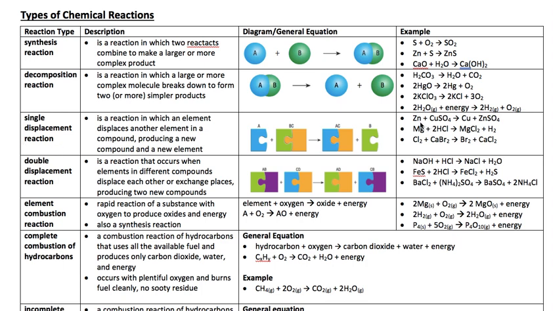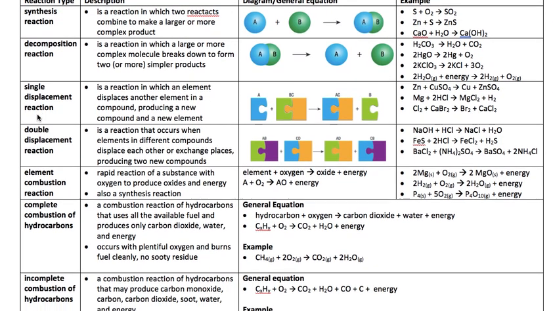Taking a look at the examples here, zinc comes in and approaches copper sulfate, knocks out the copper, takes up the sulfate to make a compound, and then copper gets kicked out. So that's a single displacement reaction. Okay, move on to the next one.